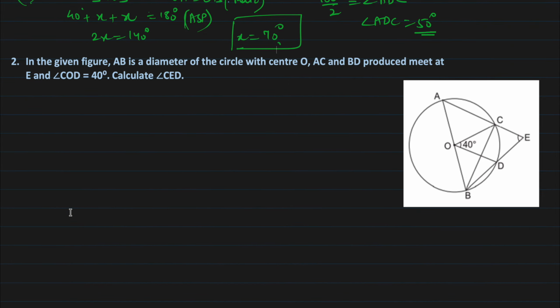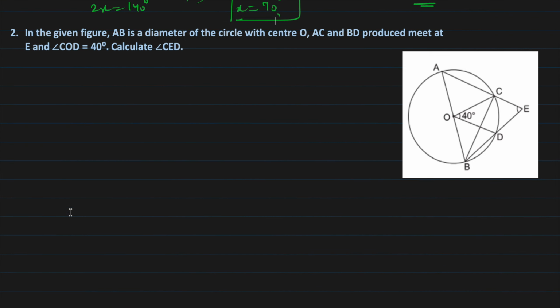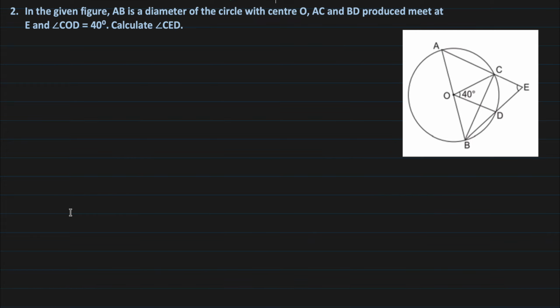Now let's move on to the second question. In the given figure, AB is the diameter of the circle with center O. AC and BD produced meet at E and angle COD is 40 degrees. Calculate CED. So this is what we need to calculate.